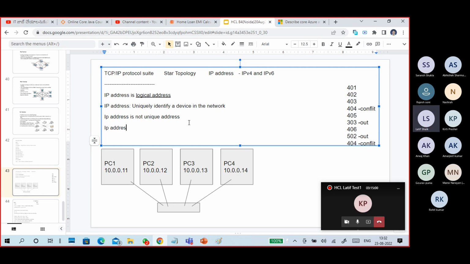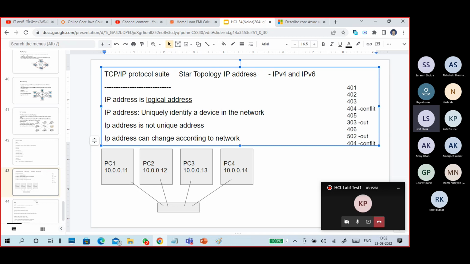IP address can change according to the network. According to the network, we can change the IP address. MAC address we cannot change. MAC address is a physical address given by the manufacturer of the NIC and cannot be changed. IP address can be changed, and it is not a unique address. It is a logical address.